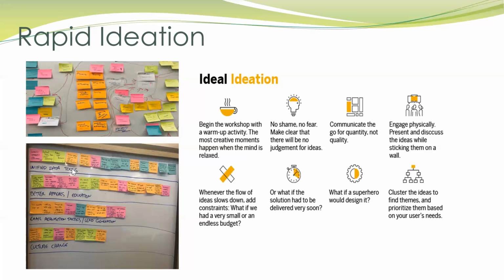One is unified data tools. All ideas related to data tools are put up on this. Next is better appeals or education. Anything that requires some training or is related to education or knowledge sharing, they have listed down under this category. The next category is email acquisition tactics or lead generation. The ideas related to this particular heading are listed over here. Then cultural change. Whatever is listed as ideas related to that gets posted under it.